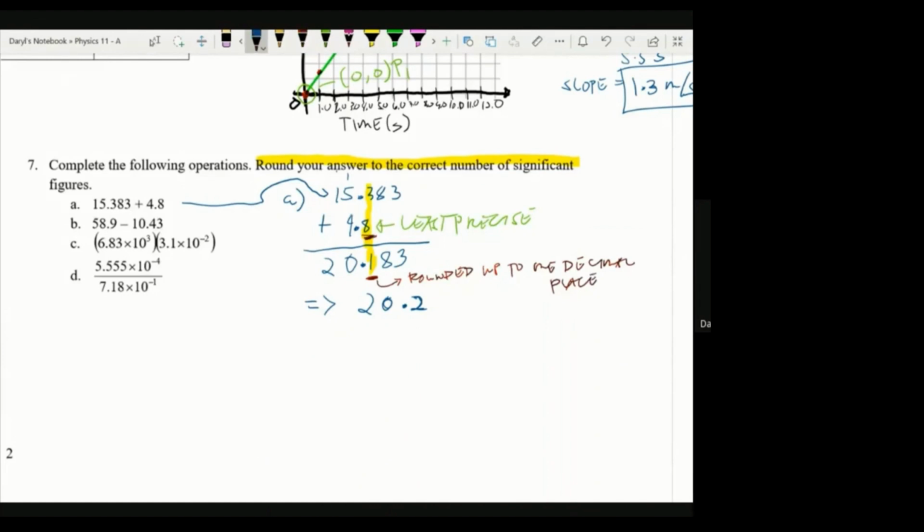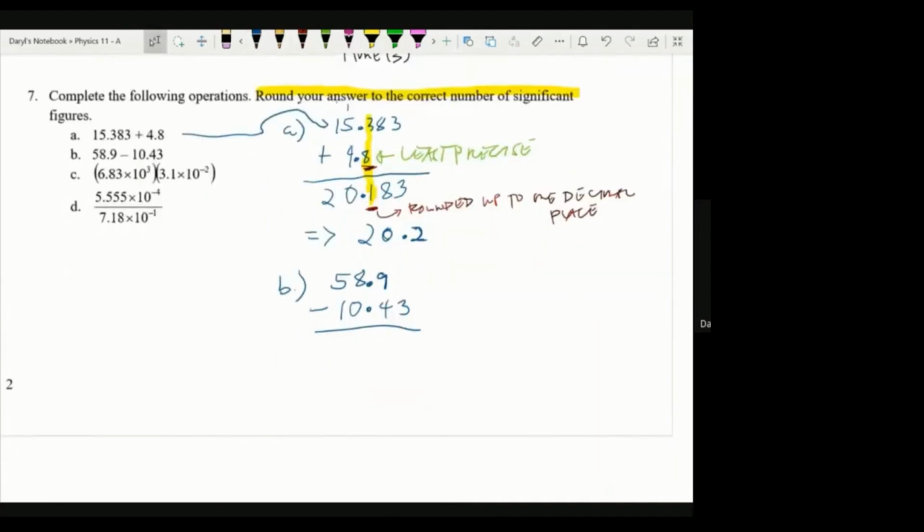So for letter B, it's subtraction. Same thing. It's much easier, or actually you can also do this one in your calculator. But to identify the number of significant digits of your final answer, or in this case, the number of decimal places, it is much easier if you do it vertically. This is 8, this is 10, this is 7, that's 4, then this is 8, this is 4. So 48.47. Then again, the least precise one has 1 decimal place, so the final answer should be 48.5.